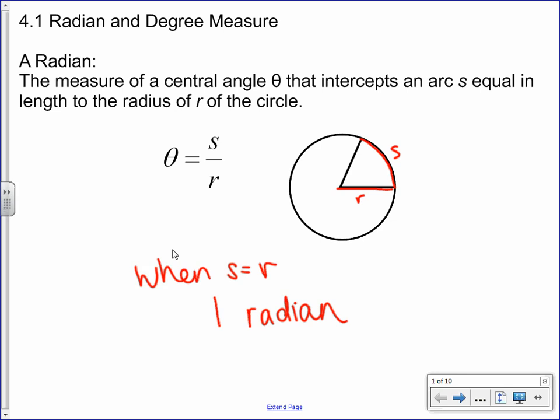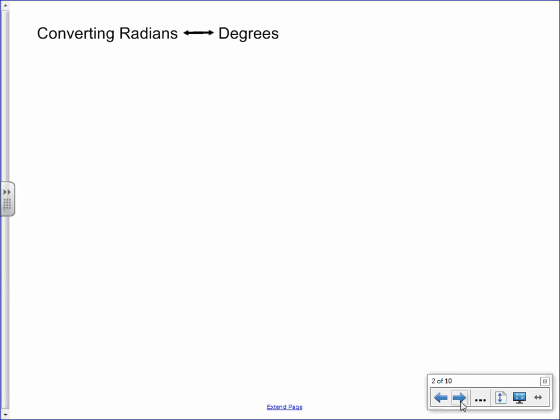Now you are probably used to radian measures being in terms of pi, right? Does that sound familiar? Okay, let's talk about why you remember them in terms of pi. So here we have a circle.